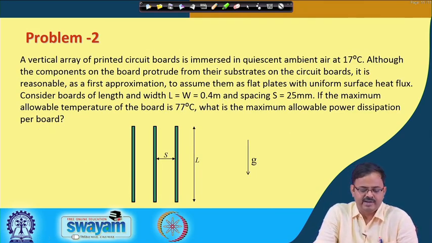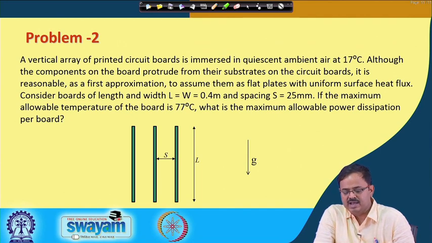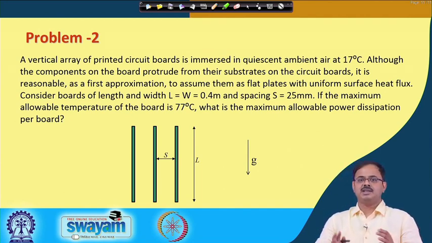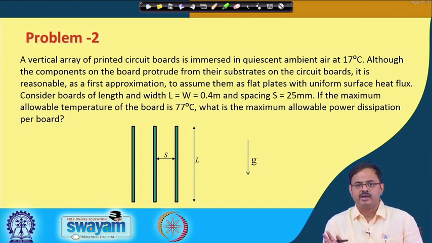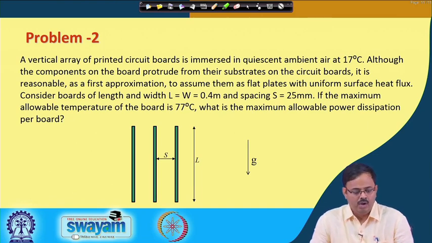A vertical array of printed circuit boards is immersed in quiescent ambient air. Quiescent means it does not move. So, therefore, this is a natural convection problem. There is no fan, no air current, nothing. Although the components on the board protrude from the substrates on the circuit boards, it is reasonable as a first approximation to assume them as flat plates with uniform surface heat flux.